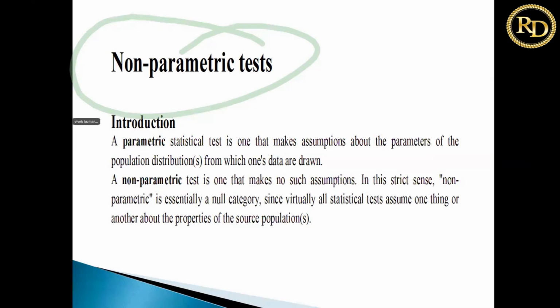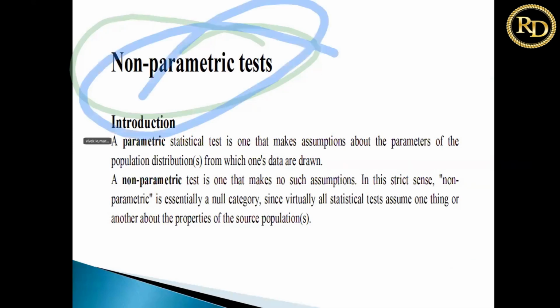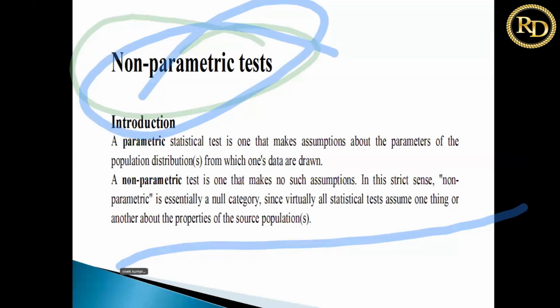In this strict sense, non-parametric is essentially a null category, since virtually all statistical tests assume one thing or another about the properties of the source population.